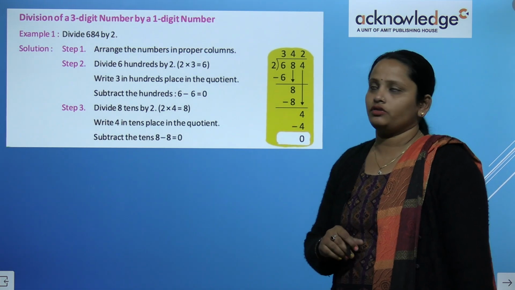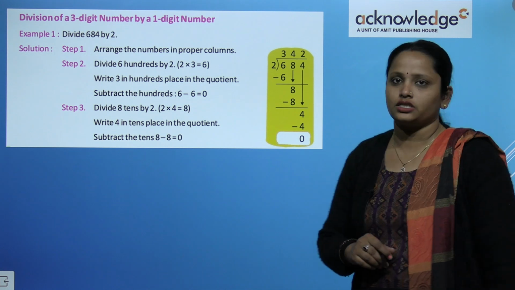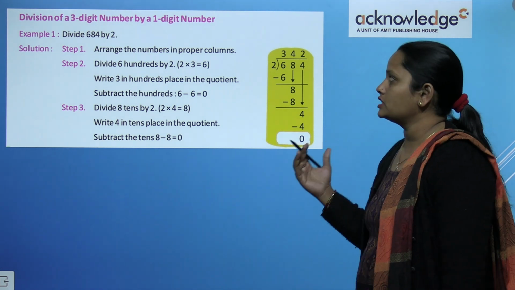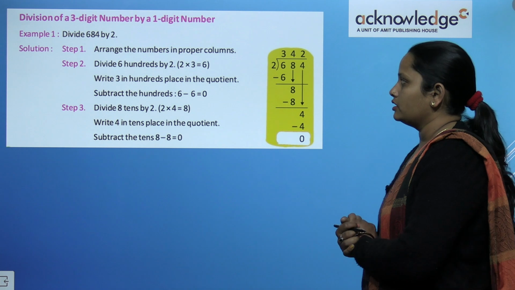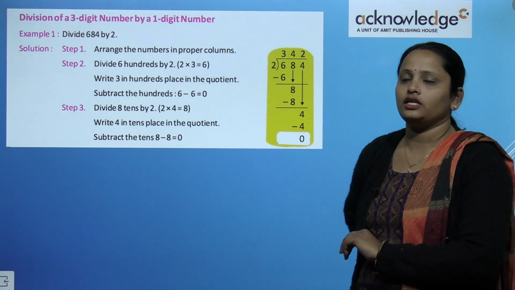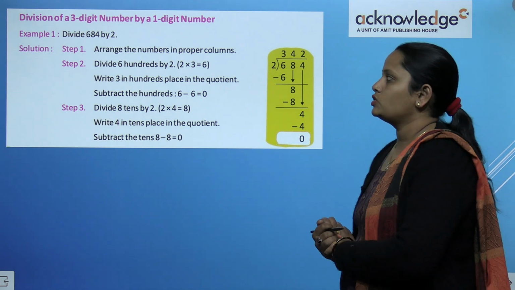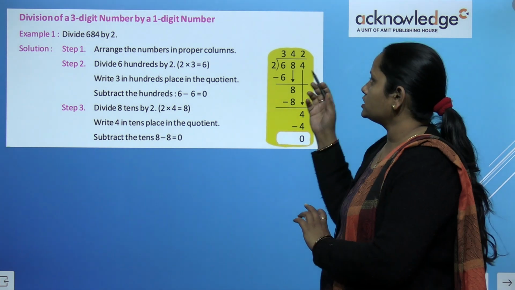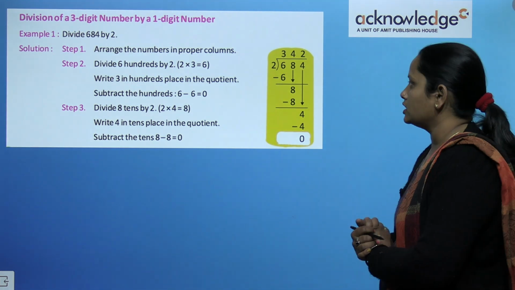Now division of a 3-digit number by a 1-digit number. How can we divide a 3-digit number by a 1-digit number? So here we have to divide 684 by 2. We have to divide 684 by 2. So here let's arrange these in columns.